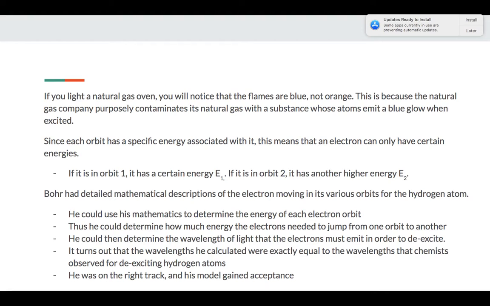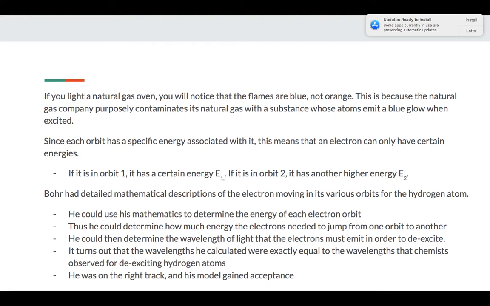Now, if you light a natural gas oven, you're going to notice that the flames are blue and not orange. And this is because the natural gas company purposefully contaminates its natural gas with a substance whose atoms emit a blue glow when excited.